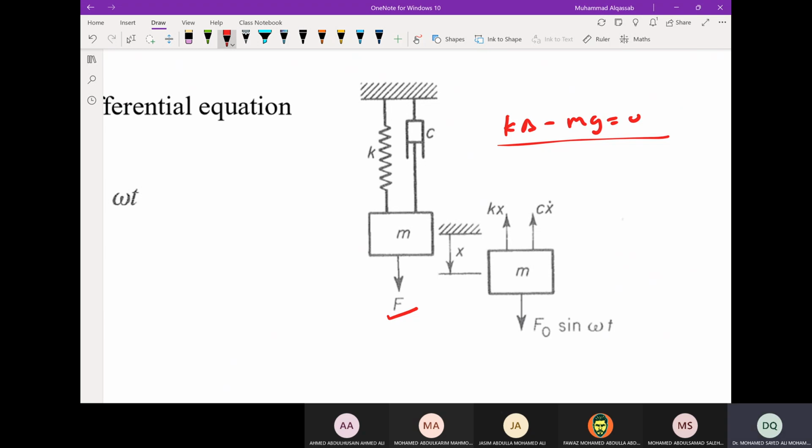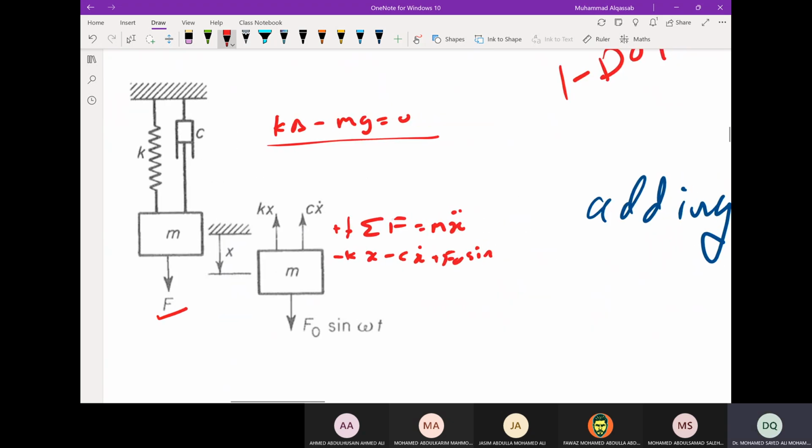So the new free body diagram will only contain the additional forces, which are kx, the spring force, cx dot, the damper force, and the applied force, F sine omega t. Then you can apply Newton's second law, which is the sum of forces equal to mx double dot, and taking the positive direction downward, we have minus kx minus cx dot equals mx double dot, and I have to add F with it, plus F sine omega t.